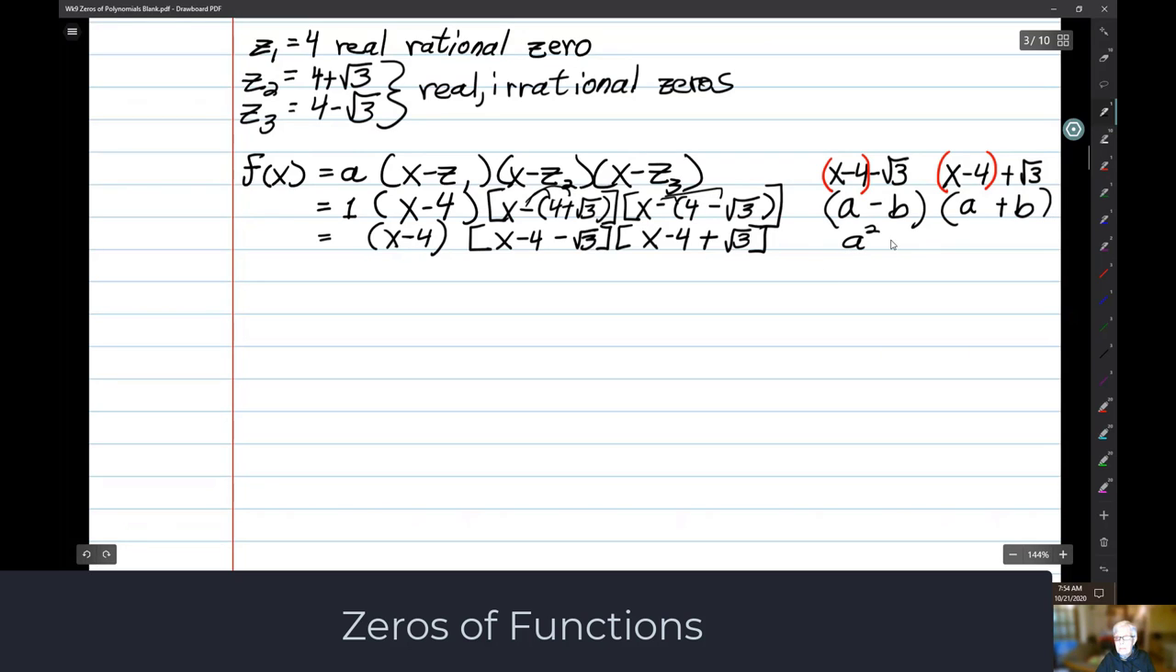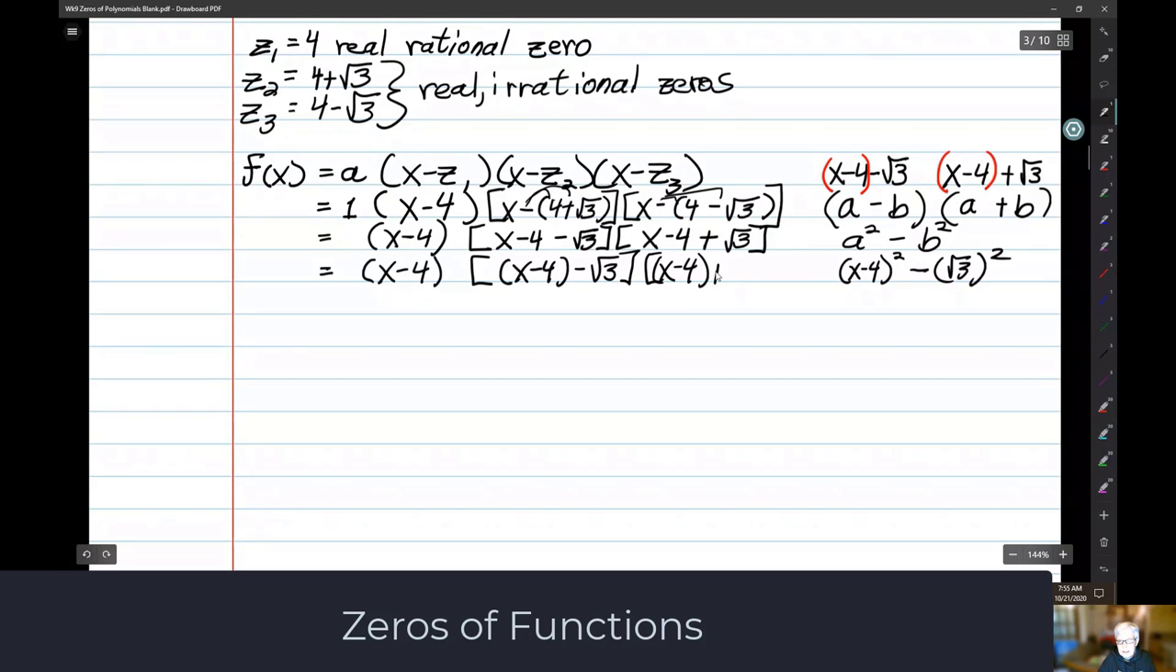Which means we'll get a squared minus b squared, which means we'll get (x minus 4) squared, because that's what a is, minus b squared, which is the square root of 3 squared. That's our next move. x minus 4, in parentheses, x minus 4 minus the square root of 3, times x minus 4 plus the square root of 3, and then that will give us x minus 4.